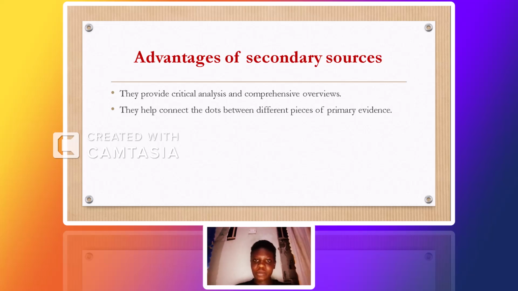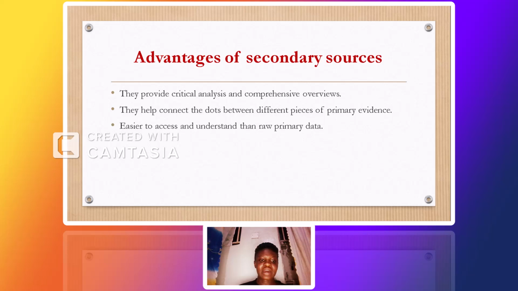So this also helps us to understand, by gathering these dots between the different pieces of primary evidence for us to understand. Next is that they are easier to access and understand than raw primary data, as I've explained before.